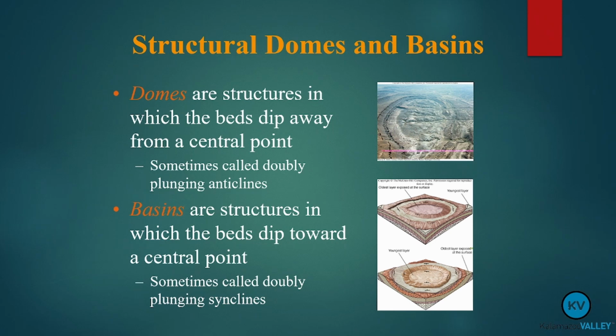Basins, which you guys are already familiar with from our Michigan geology lecture, are sometimes referred to as doubly plunging synclines because if you look at it, it can be considered to have two hinge lines pointing inward towards each other, those plunging hinge lines specifically. Domes are the opposite side of this coin and are sometimes called doubly plunging anticlines. It's where those structures or the beds dip away from a central point rather than towards a central point.